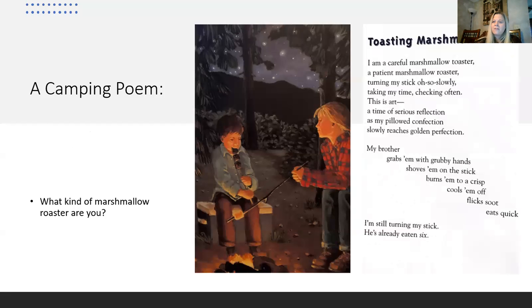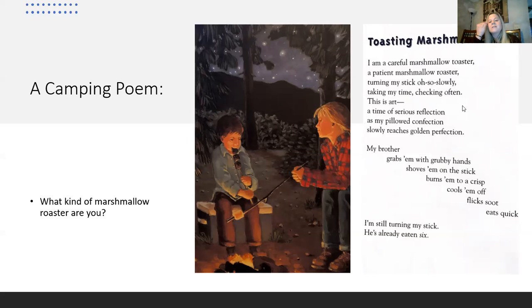Before I set you off to do your own food poems, I want to share a camping poem with you that I found. I'm reading this poem to you, and you can read it along with me if you choose to, because it brings back a lot of memories when my kids and I went camping, and how I still enjoy roasting marshmallows over the fire when we go camping. And I ask you to think about, what kind of marshmallow roaster are you?